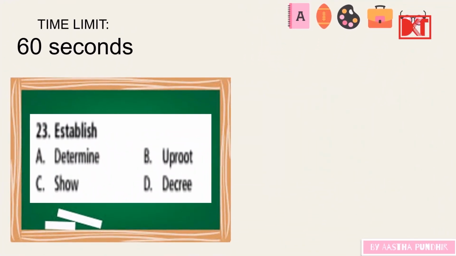Next up we have establish. The options here are determine, uproot, show and decree. Establishing is starting something, whereas uprooting something is destroying something. So the antonym is uproot. Pretty easy.